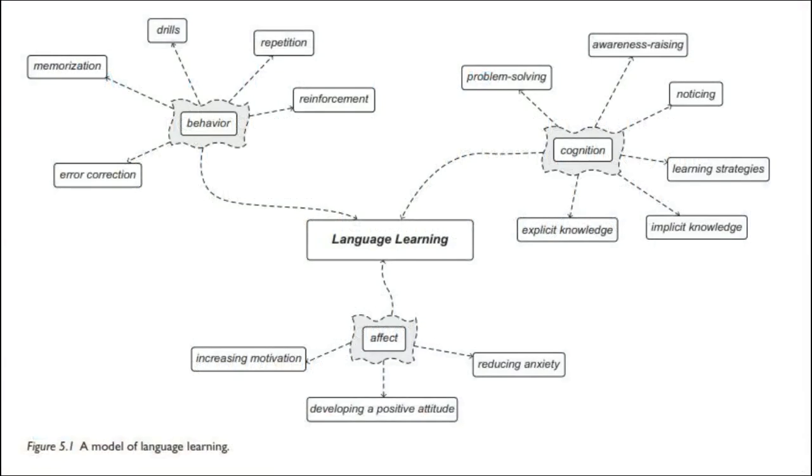Next, this is figure 5.1, a model of language learning. Language learning includes the behavioral, cognitive, and affective domains. That is why we based our learning objectives on the three, to create balance in the behavioral, cognitive, and affective domains, so the learners' needs in all three are met.